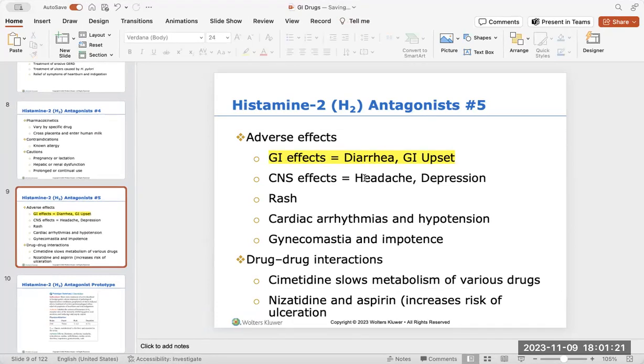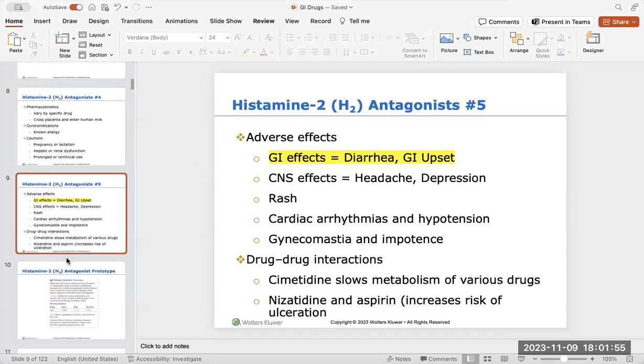They can even cause rashes or gynecomastia, which is like the development of breasts in men. And nizatidine and aspirin actually increase the risk. They have drug interactions with these, so they aren't very good to keep together. But aspirin specifically increases the risk of ulceration. That's because it's a part of that NSAID family or the salicylate family that causes ulceration. So no good. NSAIDs or aspirin, no good with this class of drugs.